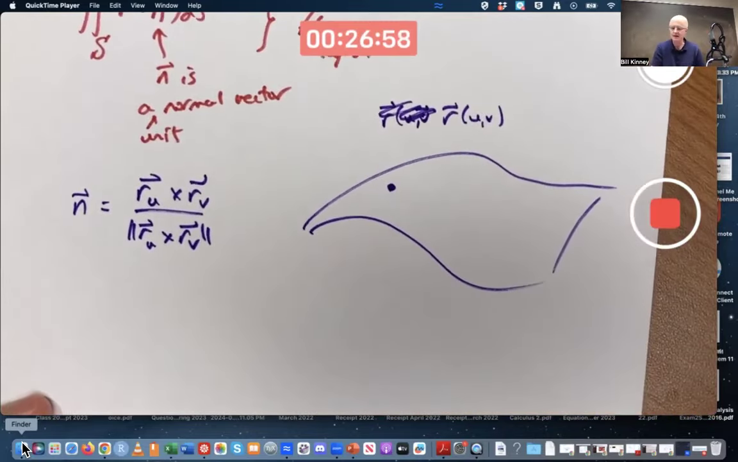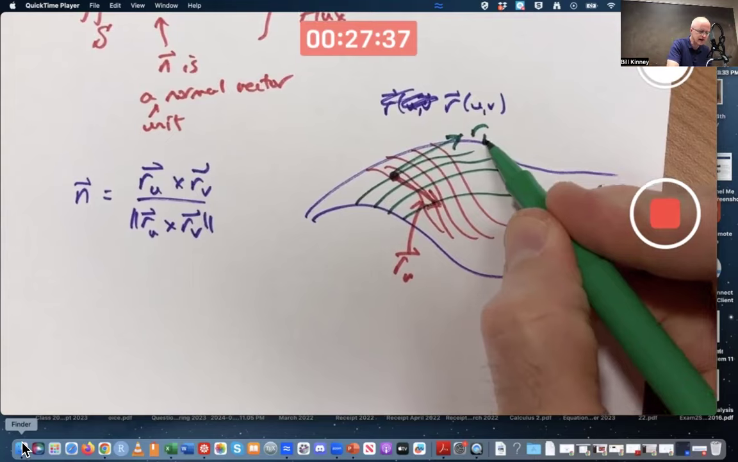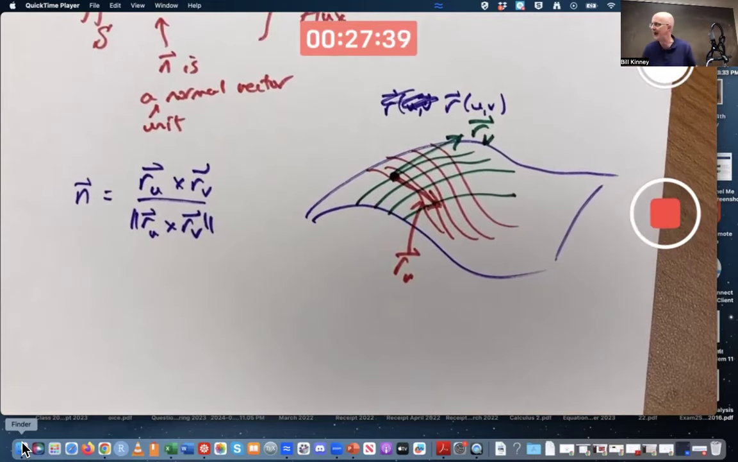At the given point, RU is effectively a tangent vector in this direction. That's RU. Think of V as constant. It's a parametric curve. The tangent vector is a velocity vector really in that direction. RV would be in the other direction. I drew them so they could kind of look like they could be perpendicular, but they wouldn't have to be perpendicular.